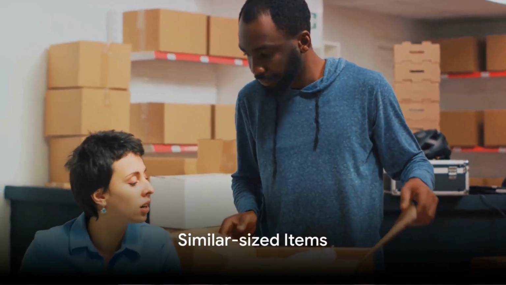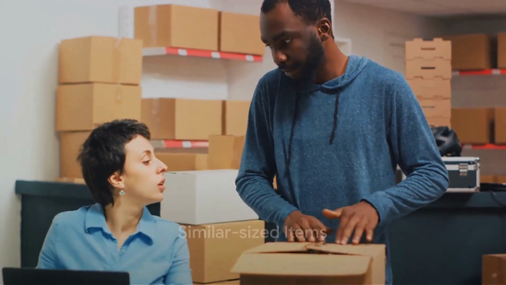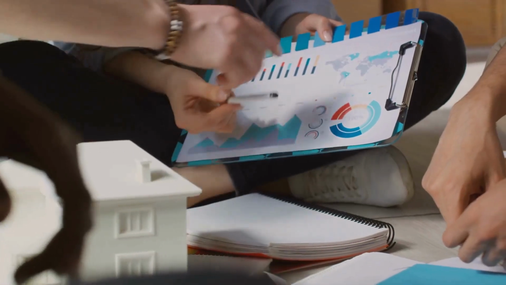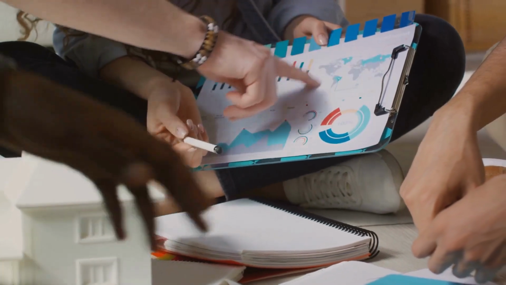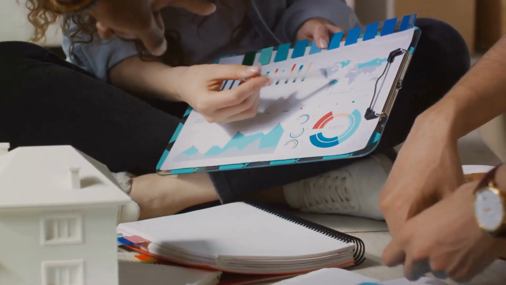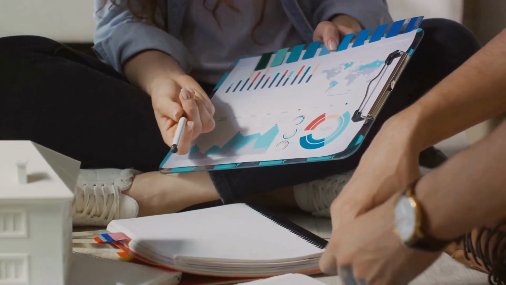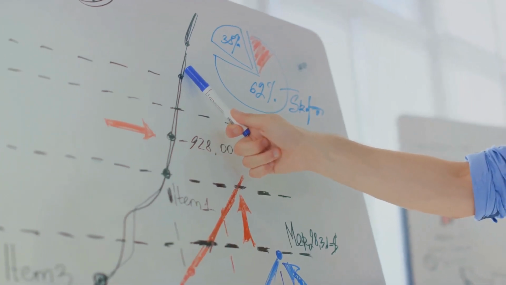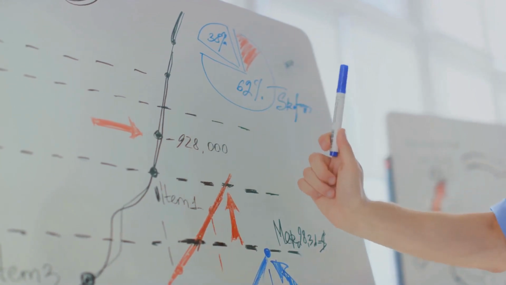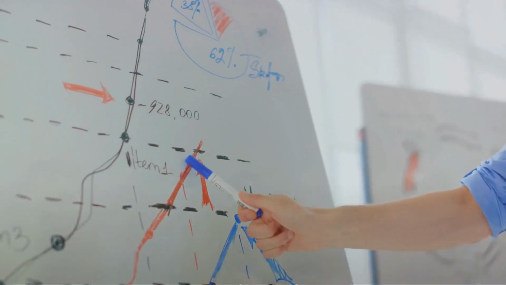Then we have similar sized items. In this strategy, all work items are made to be roughly the same amount of effort. It's a form of no estimates, as you simply count the number of similarly sized items. However, sometimes a work item is broken down too much in an effort to have similarly sized items, which can lead to additional overhead.